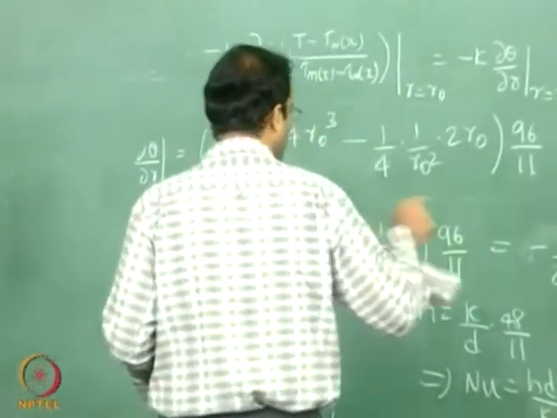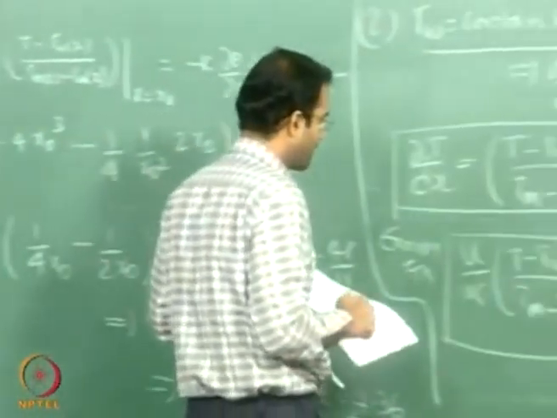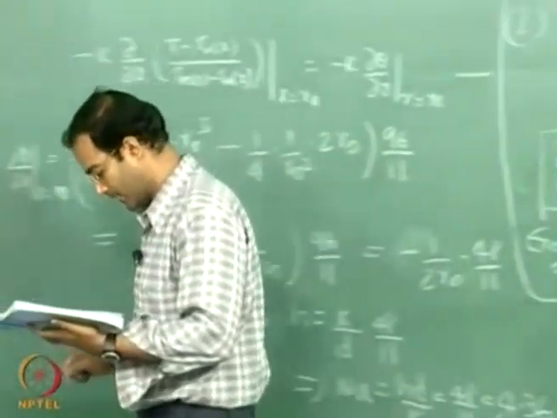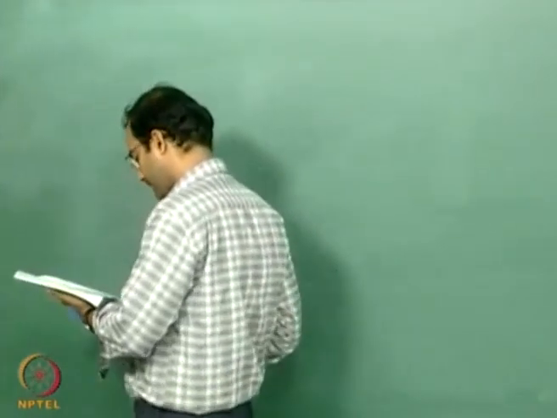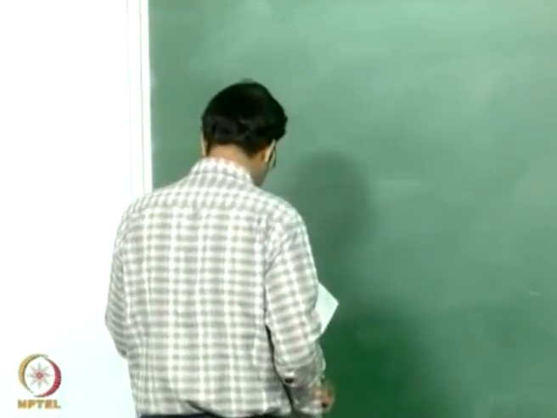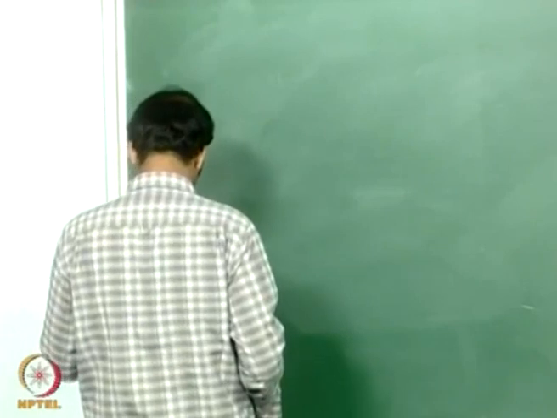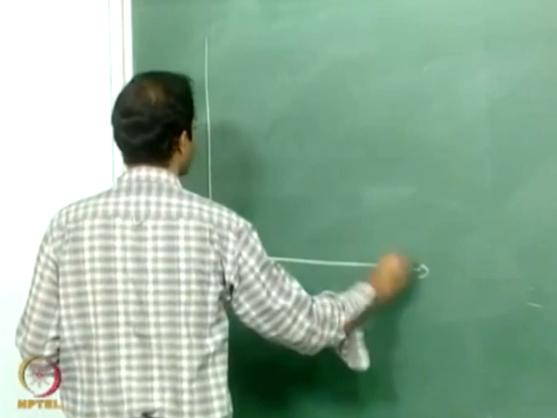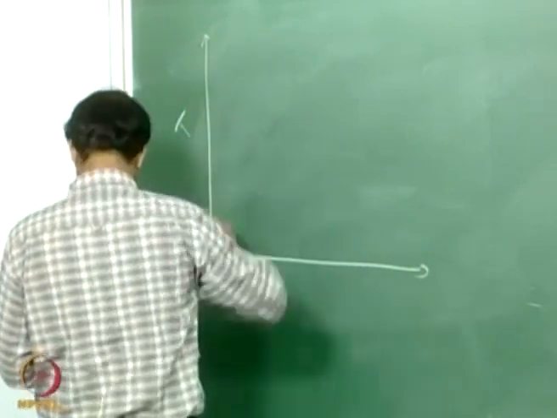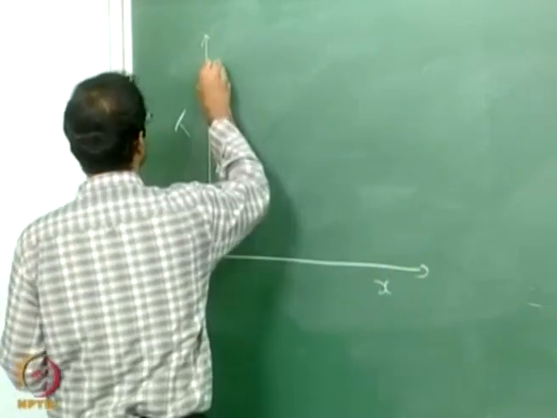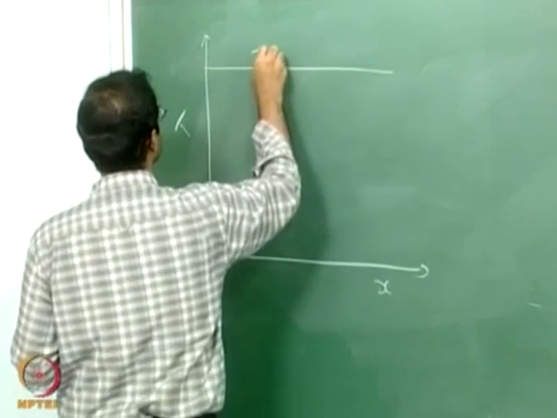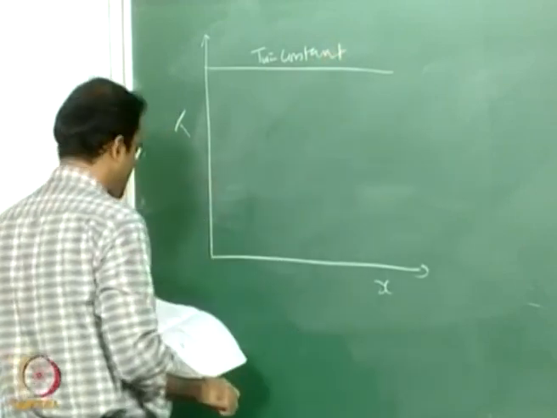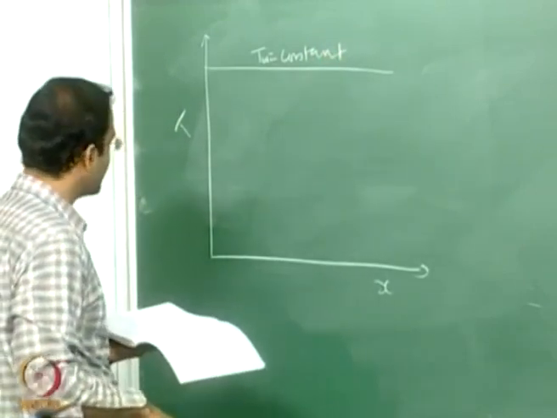before going into the shooting technique, we have to get appropriate expressions for dTm by dx. So to do that we will do a small energy balance. So let us look at the profiles of temperature T as a function of x. Of course your wall temperature is now a constant, okay. Now you want to know how the mean temperature is varying.